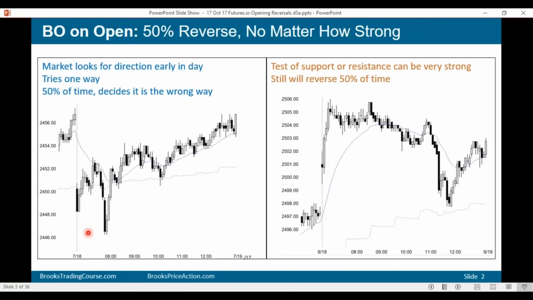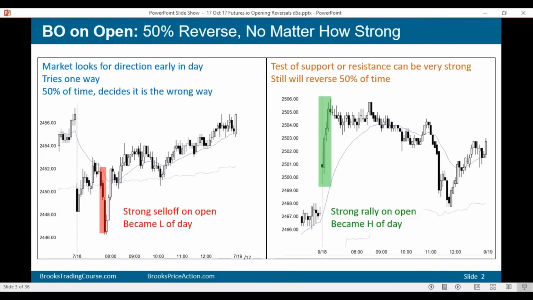Although you cannot see the bars to the left, these breakouts are always a test of support if it's a sell-off, or a test of resistance on a rally. Strong sell-off became the low of the day, and strong rally became the high of the day.